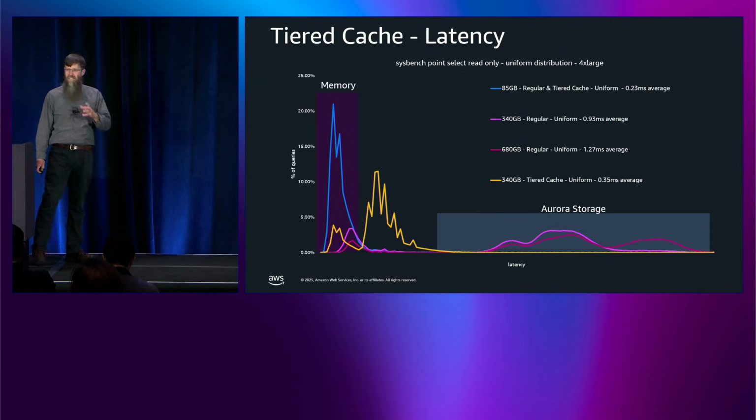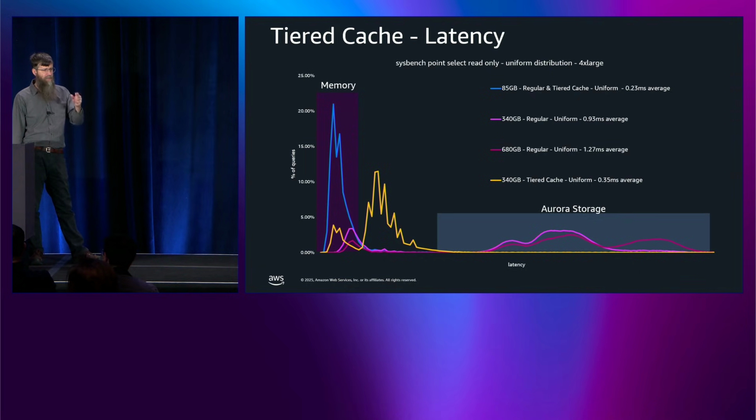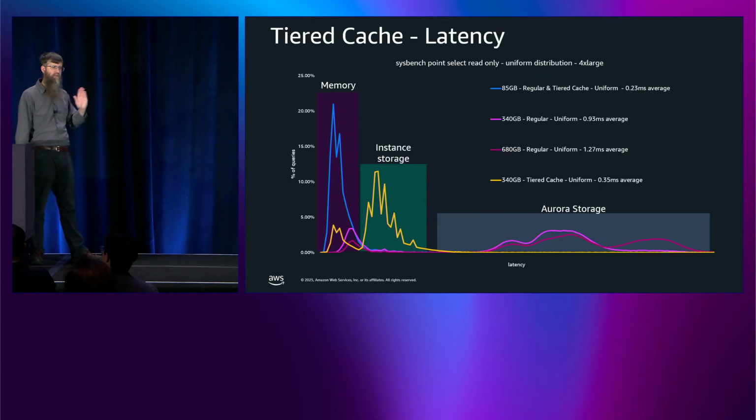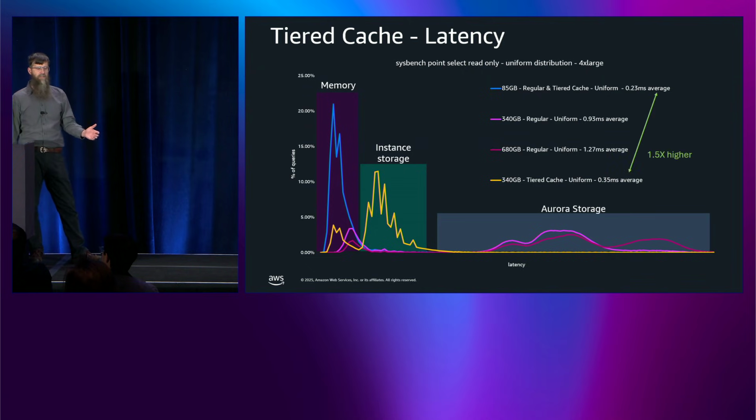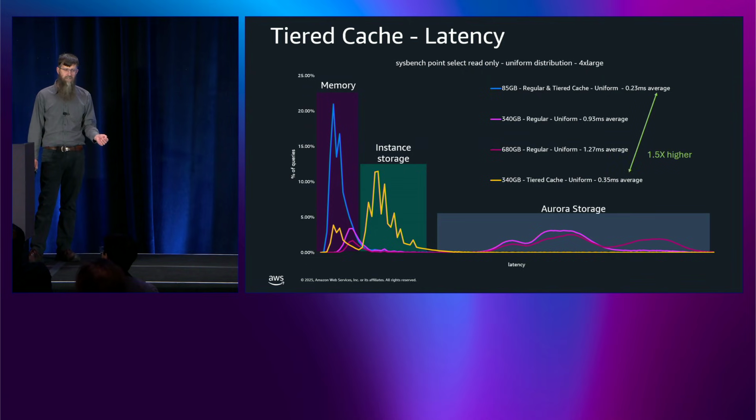So now we turn on tiered cache. We look at that 340 gigabyte one, we look at that yellow spike. That's in that space there, that mid-range latency, a little bit worse than memory, much better than Aurora storage. That's where all your reads are coming from. Notice there's no spike at all in the Aurora storage side in the yellow. That's because it all fits in tiered cache. So only a 1.5 increase in latency versus the memory baseline.